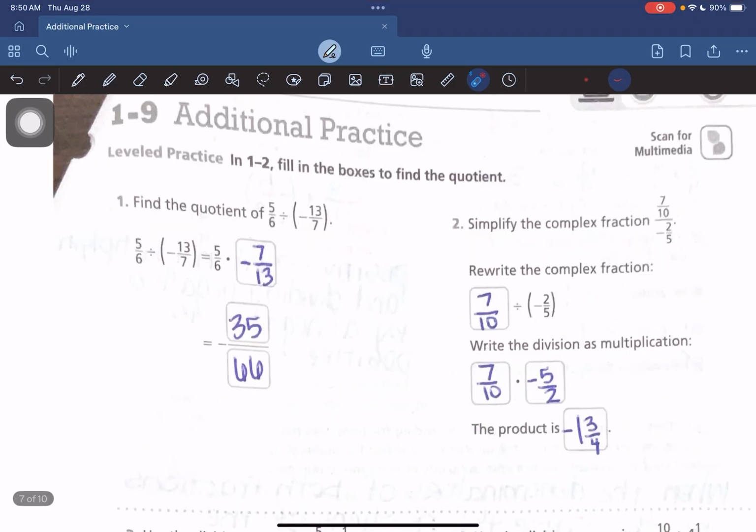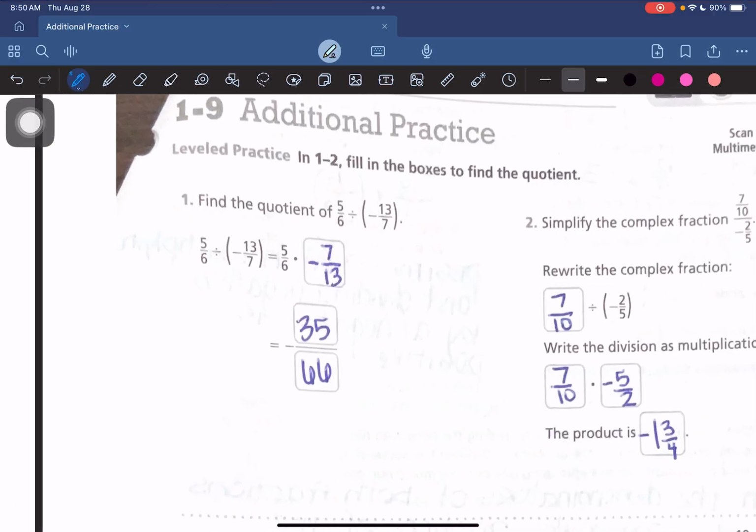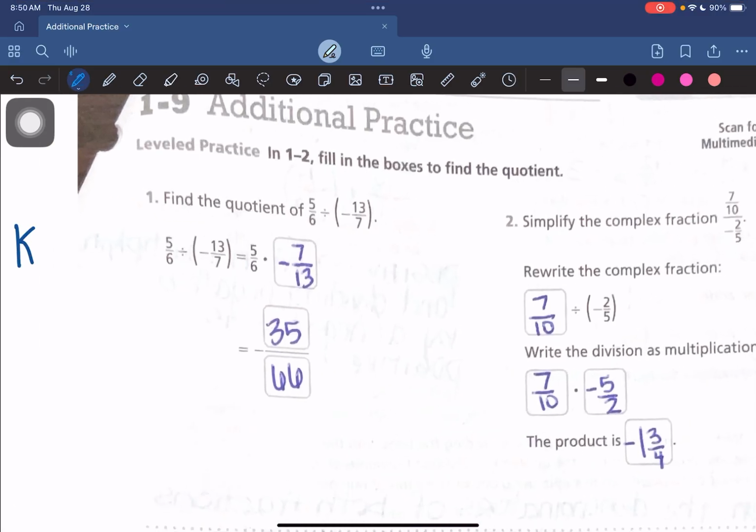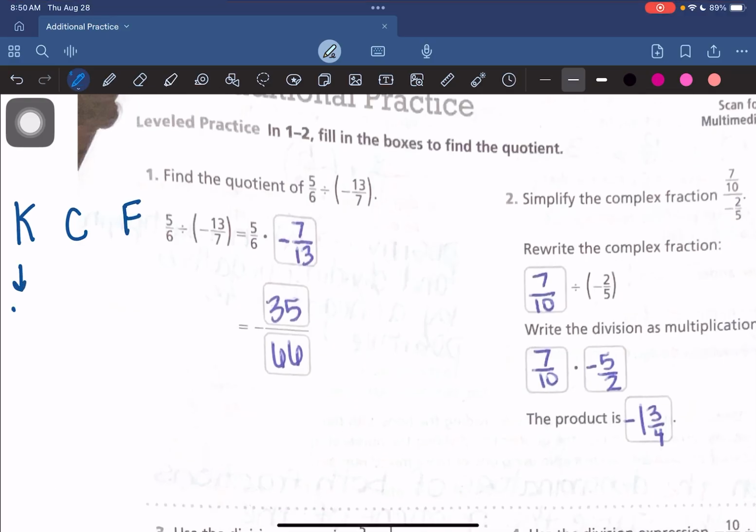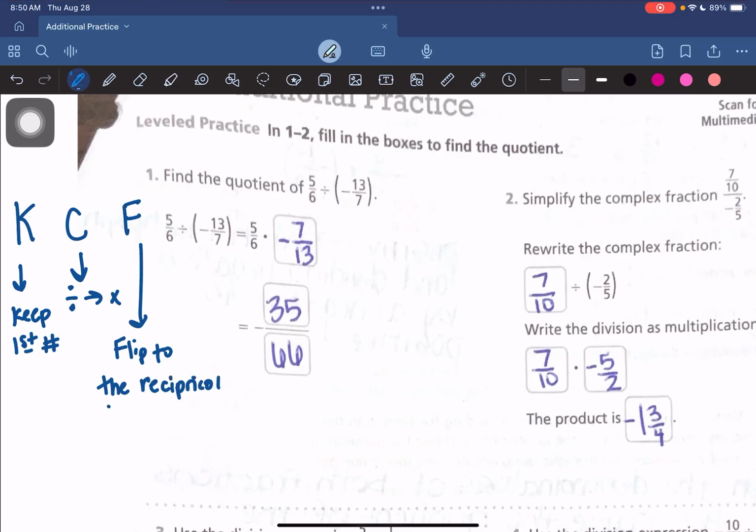Looking at 1/9, find the quotient of 5/6 divided by negative 13/7. When we are dividing fractions, you've got 2 fractions and you see a division sign. This is where you're going to hear people a lot of the times say keep, change, flip. To be a little bit more specific, we always keep the first number, we change division into multiplication, and flip the second number, but we want to flip to the reciprocal. It's important to know the word reciprocal, and reciprocal does mean the flipped version of that fraction.